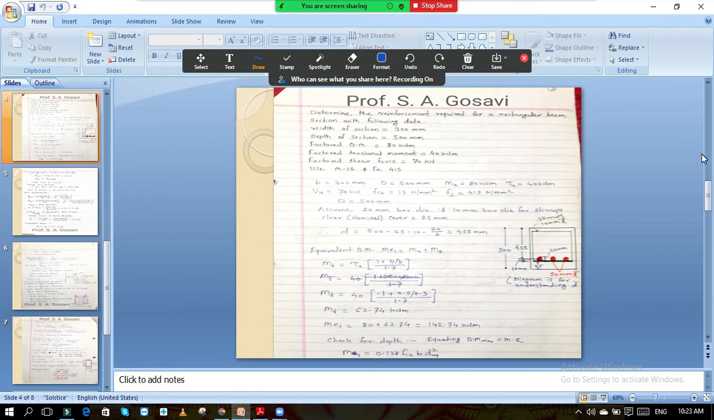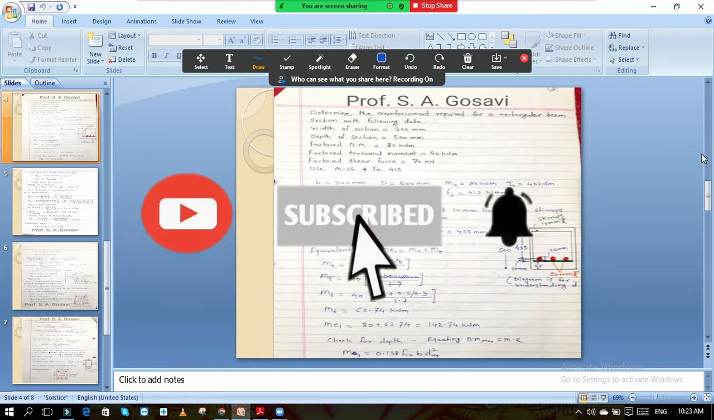The ultimate bending moment was given. So Mu is given 80 kilonewton meter. Torsional moment is 40 kilonewton meter. The value of P is also given. Then the factored shear force is 70 kilonewton. This was also given. M15 and Fe415, the grade of the concrete, is given to us. So this was the given data.